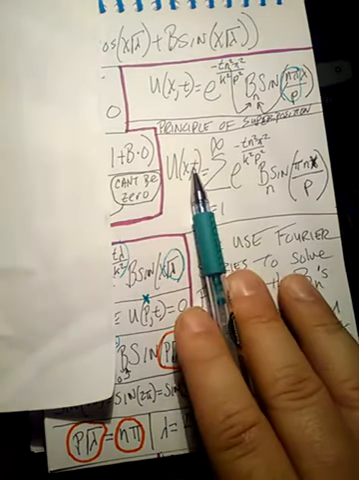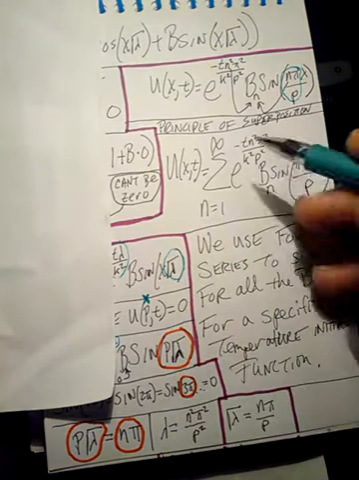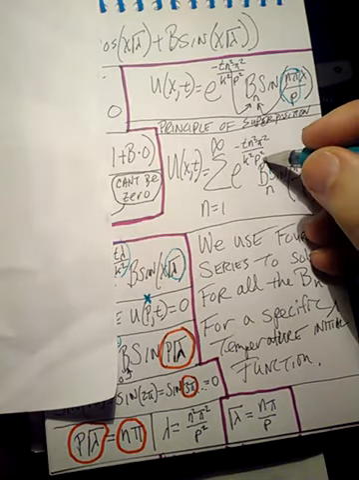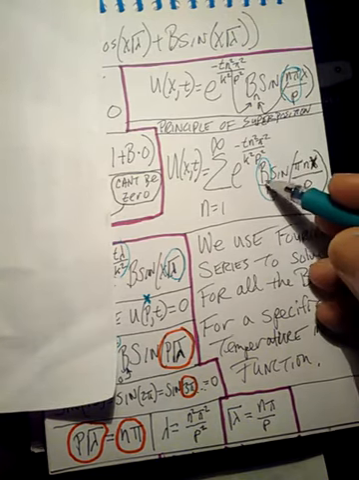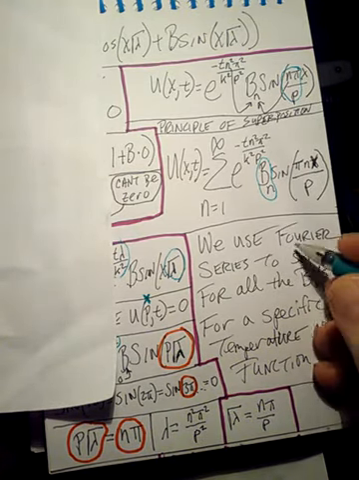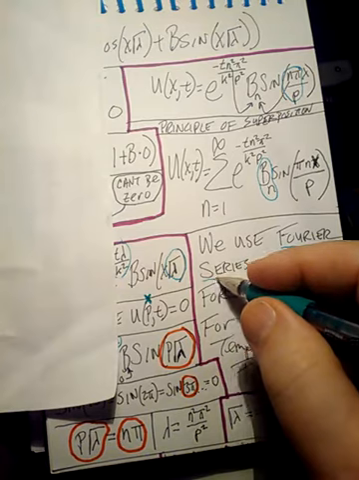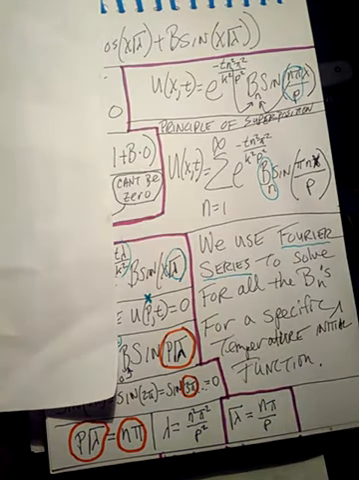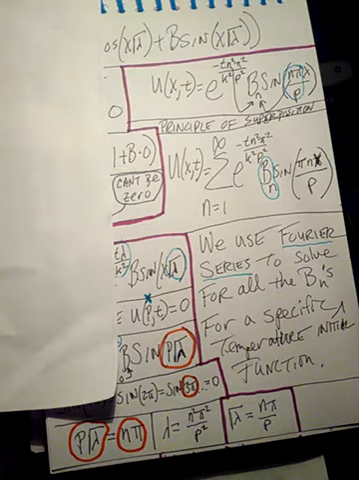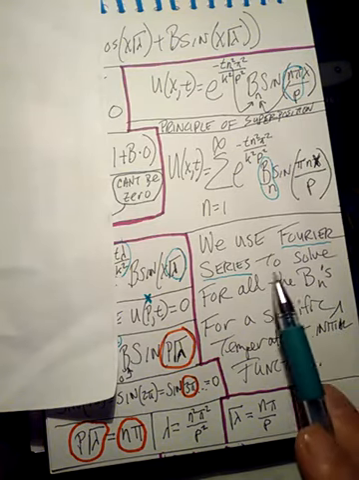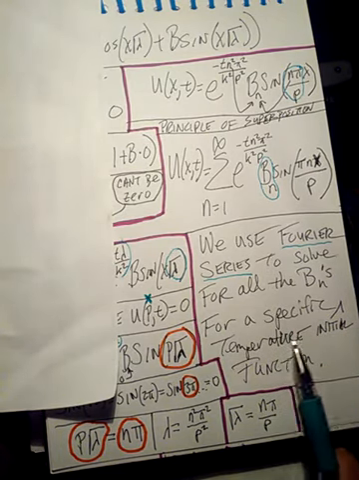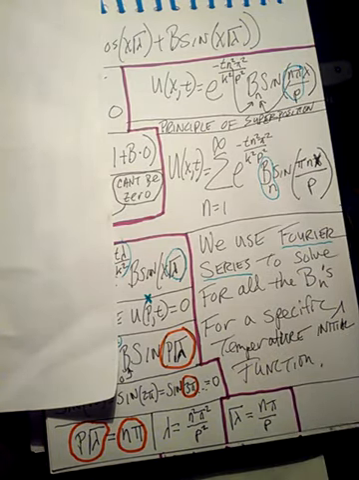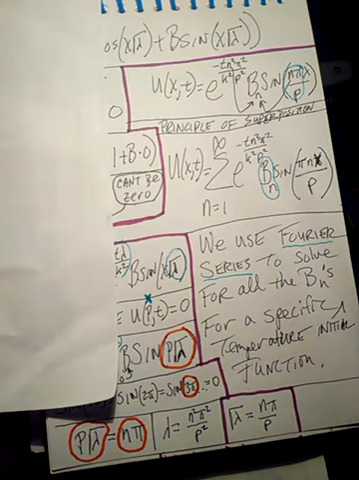We will stop here, even though we have not found out who the b sub n is. That would be our next step. I'm going to stop here because to find b sub n, we have to use a Fourier series, and that's a huge lecture on its own, and this is already at 16, 17 minutes, and I wanted to keep it a little bit short. So we will use Fourier series to solve for all b sub n's for a specific initial temperature function. And we'll do that in another lecture.